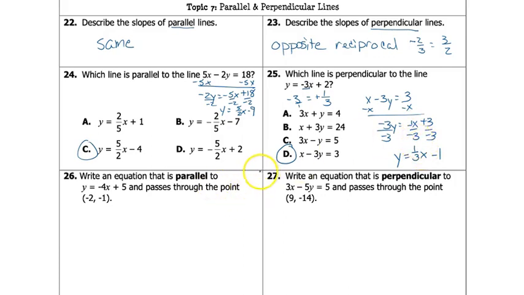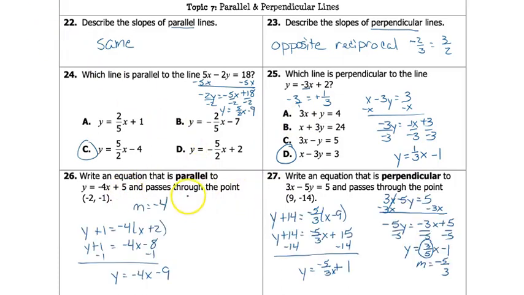So using what you've just used for 24 and 25, pause the video, try 26, and try 27. All right, so for number 26, parallel lines, we take our equation. I want to keep that slope. That slope was -4. I use point slope, plug in the slope, plug in the point, and rearrange until I get to y equals mx plus b, which is going to be y equals -4x minus 9.